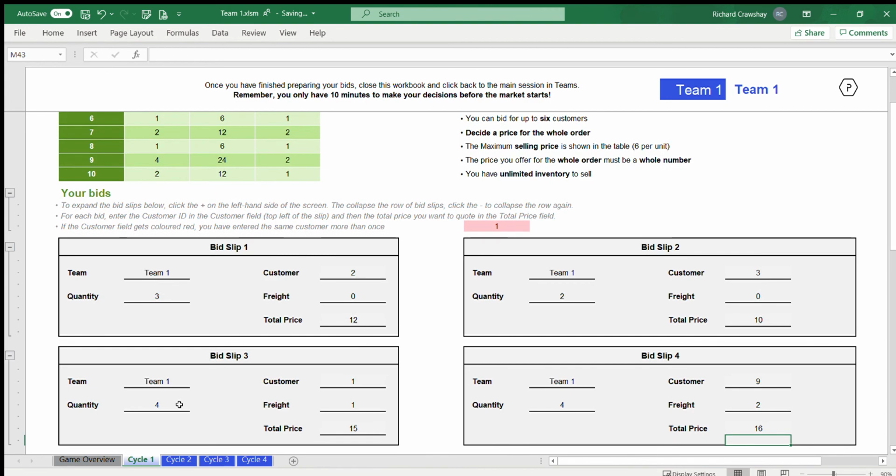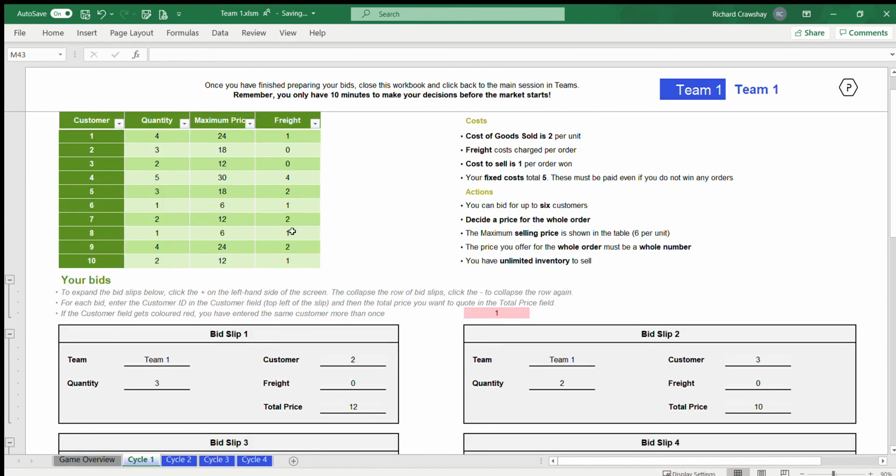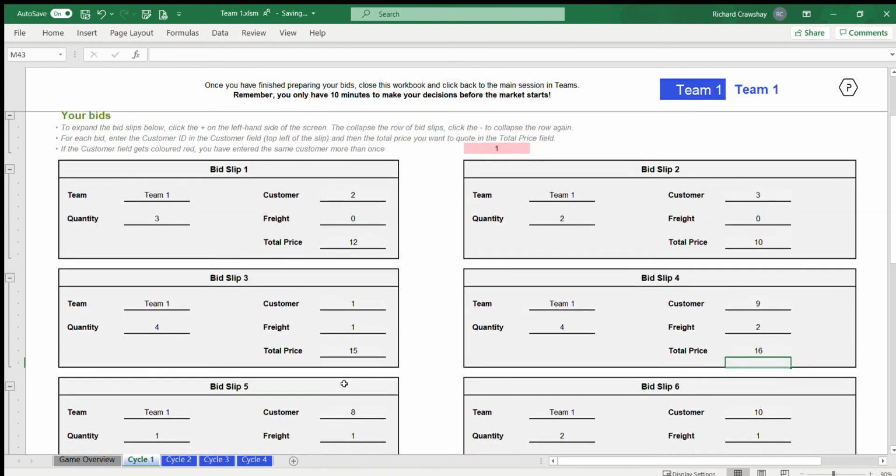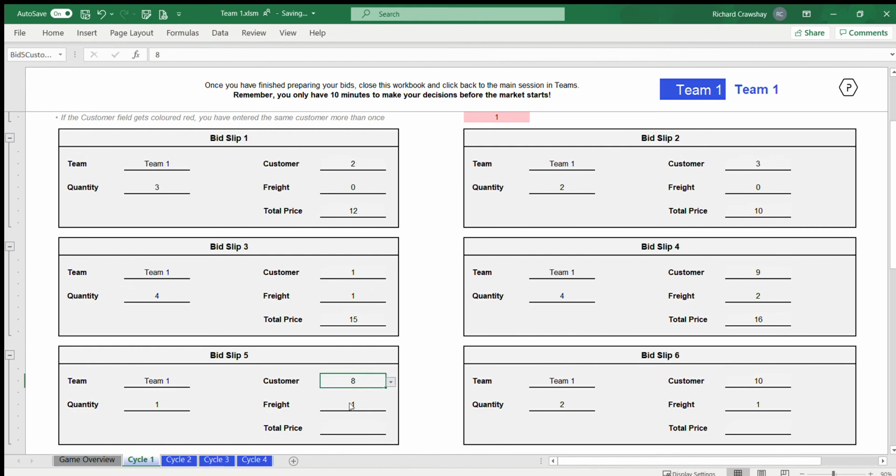So I need to find another customer with a freight charge of 2, and I'm going to go for customer 5 now because I think that may give me more flexibility. So the total cost of goods is 3 times 2 is 6, plus the freight of 2 is 8, plus the cost of winning is 9, plus the fixed cost of 5 is 14. The maximum price is 3 times 6 is 18, so I can put 14 down. So again, I've had to change another customer because of my strategy, what I've decided to do.